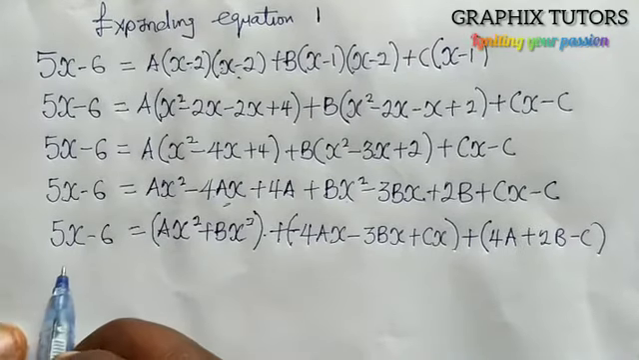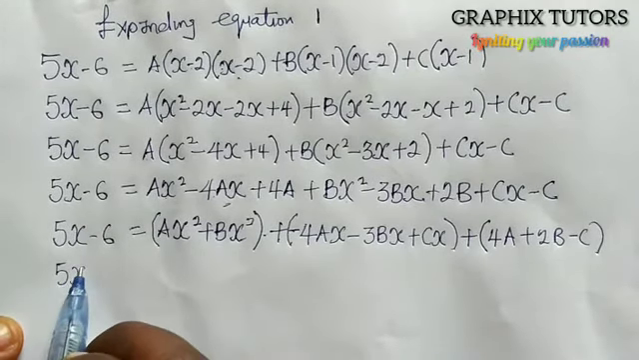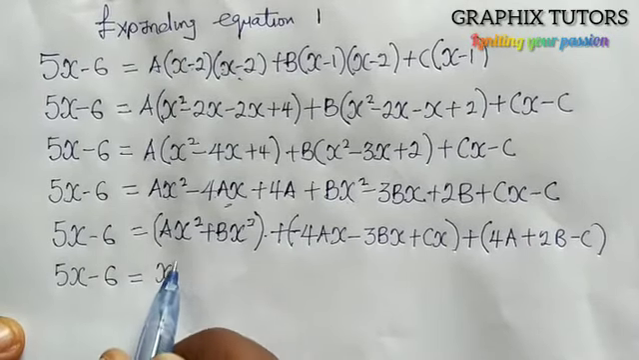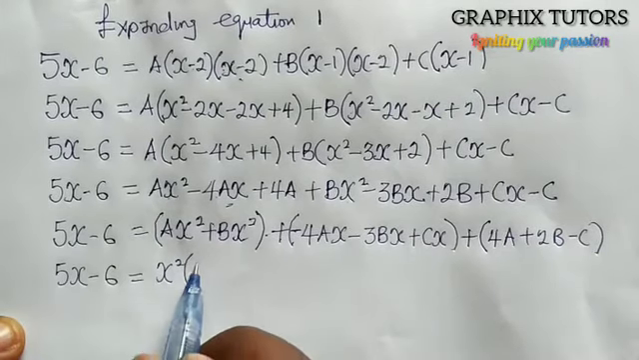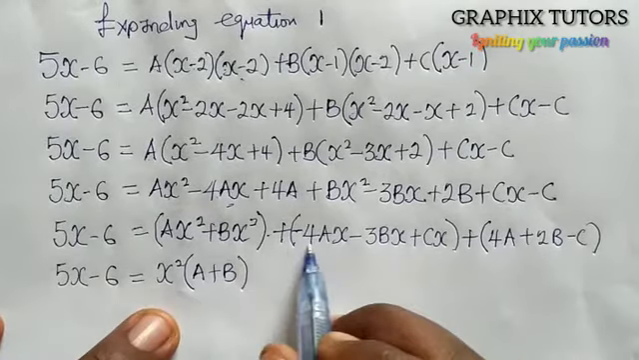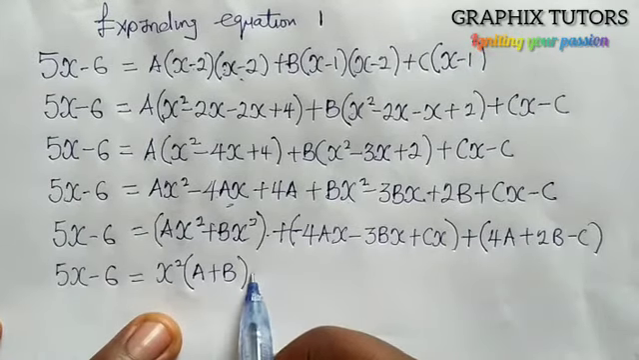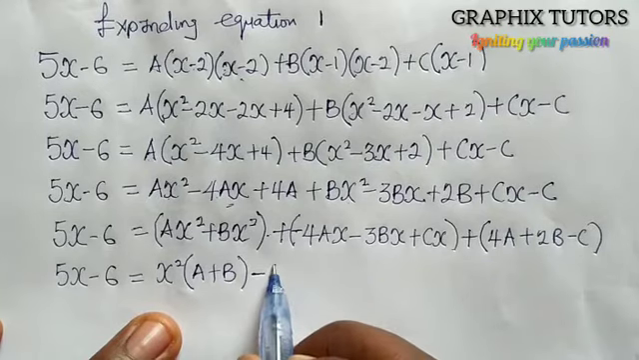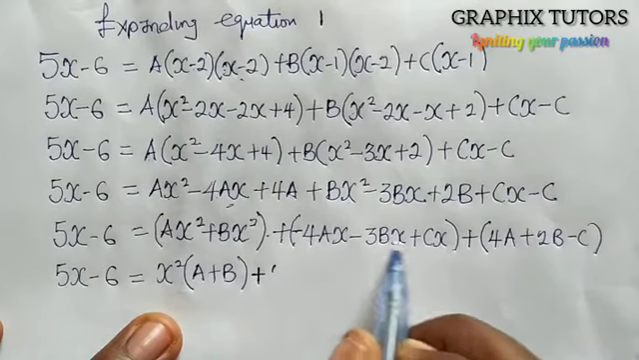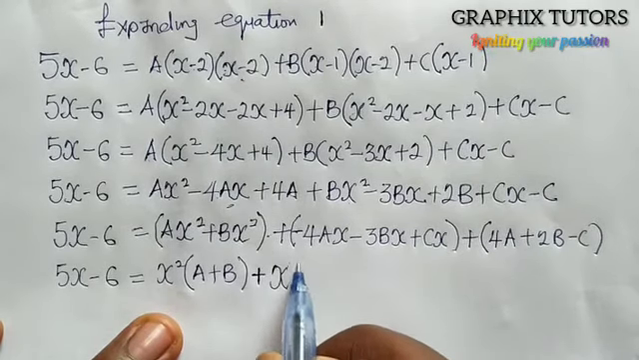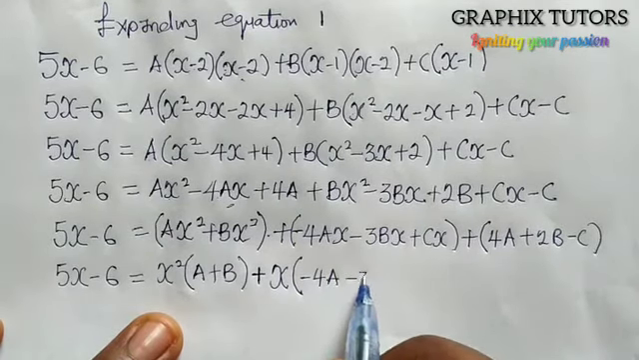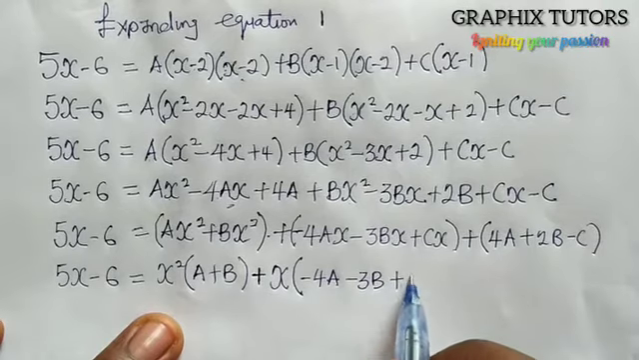So from here, we say that 5x minus 6 is equal to: what is common here? x squared is common. I'll open brackets, I'll be left with a plus b. Now what is common here? I will say minus is common. So if I bring my minus out, x is common, or better still, I leave my plus where it is. x is common. I open brackets, I'm left with minus 4a minus 3b plus c.